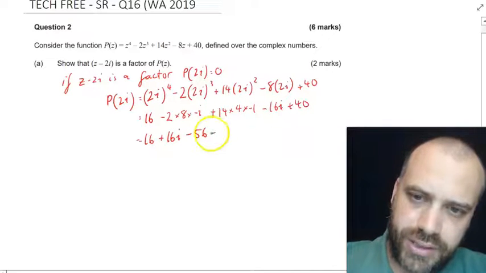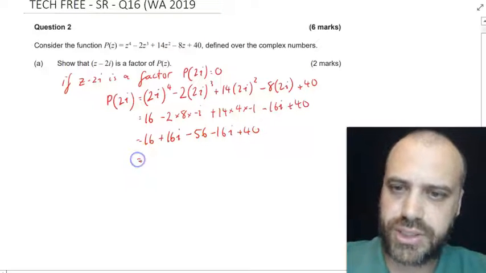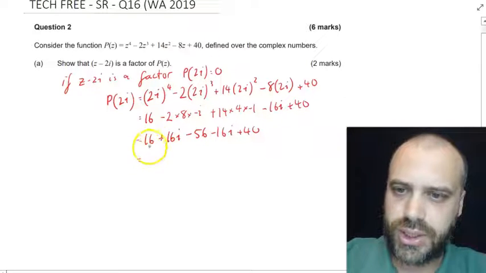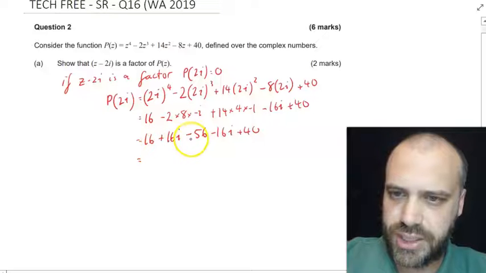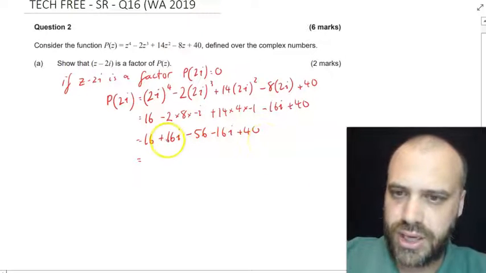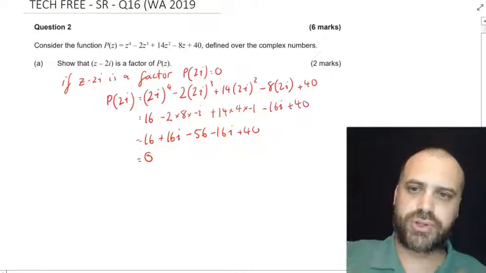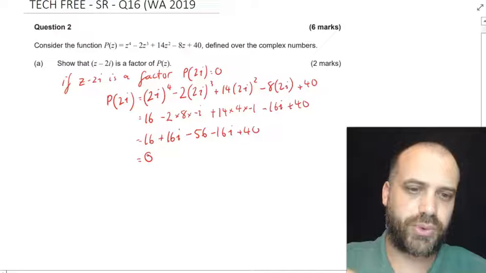And we have that negative 16i there, and we have positive 40 there. Looking at the real components, we have 16 minus 56 plus 40, that's 0. And we have positive 16i minus 16i. I think that's enough, 0. I think that's worth the 2 marks that I've been asked for here, so we're in business.